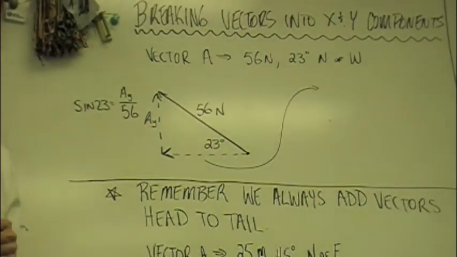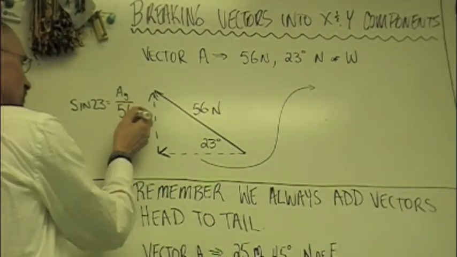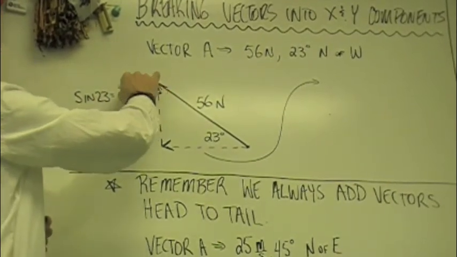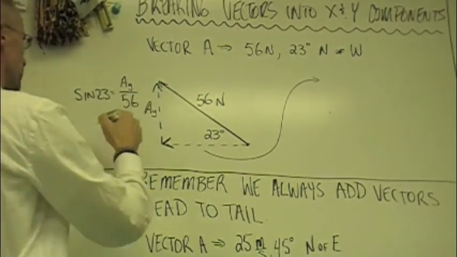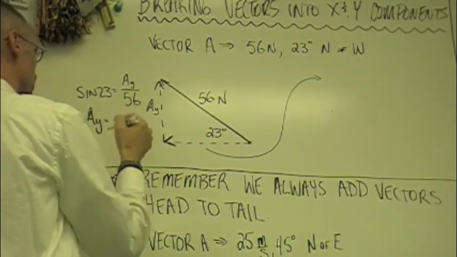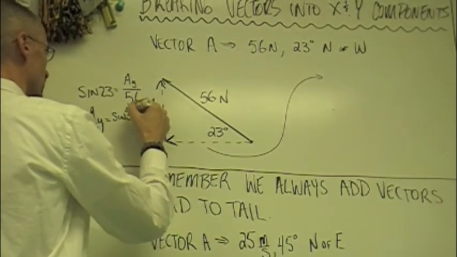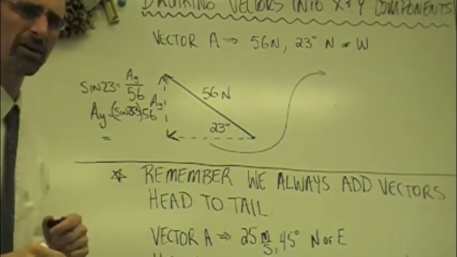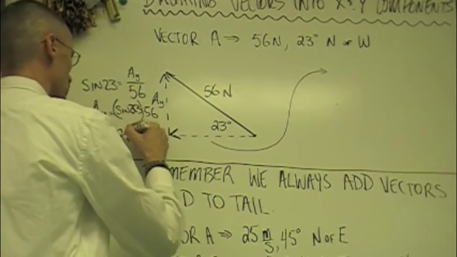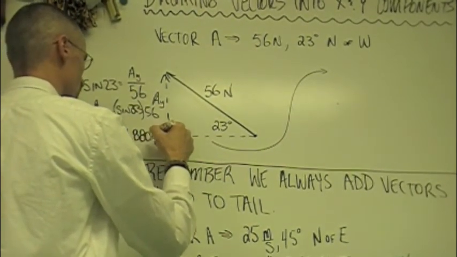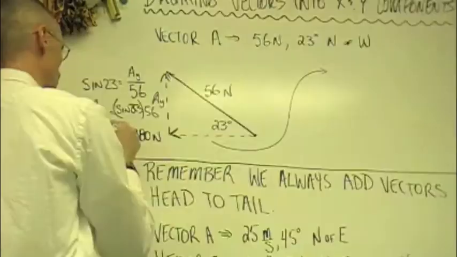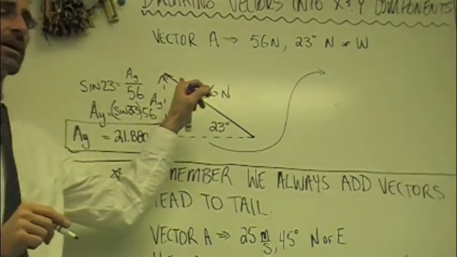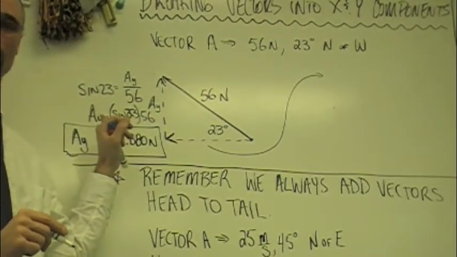Everybody see that? Okay. Now to solve for this, it's really simple. We plug sine 23 into our calculator. We're dividing by 56, so we multiply both sides by 56. And AY is going to turn out to be sine 23 times 56. Does anybody have that on their calculator that could help me with that? 21.880. 21.880 newtons. That's my AY component. Okay, so that's the y component. And guys, because it points upward, we're going to make it positive. Everybody see that? Pretty simple stuff, right?